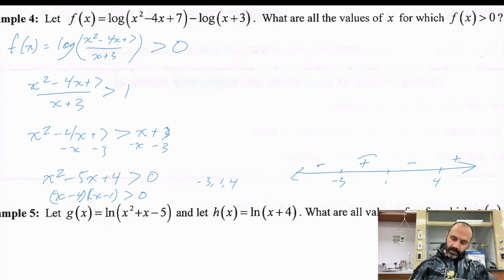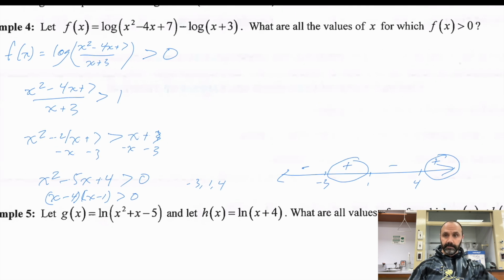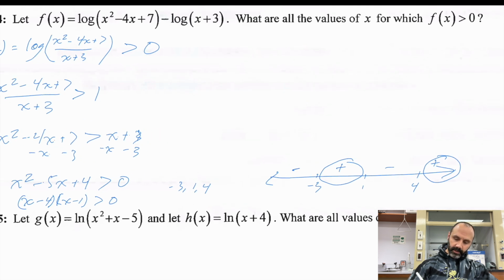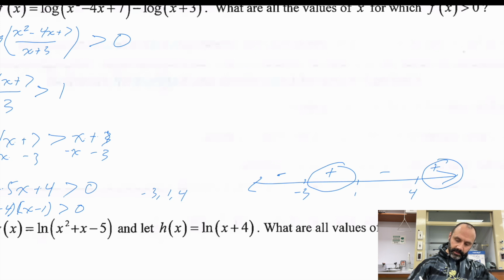So it's here and here. These are the places where f of x is going to be bigger than 0. And so I can note this as, from negative 3 to 1 and 4 to positive infinity.